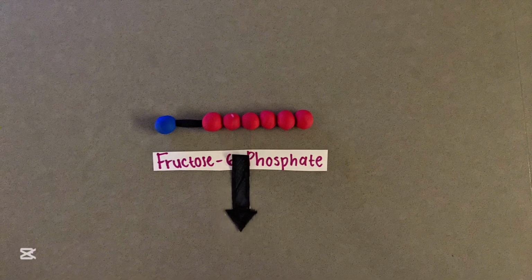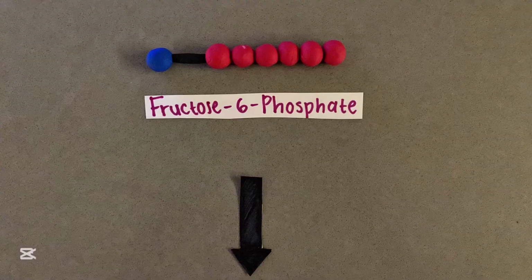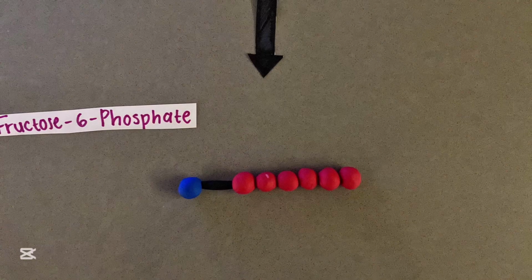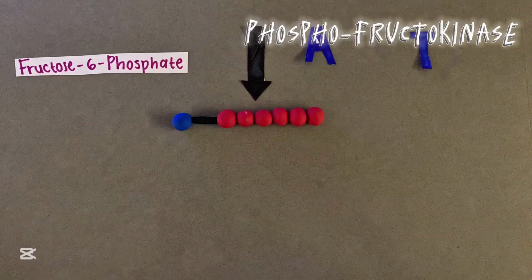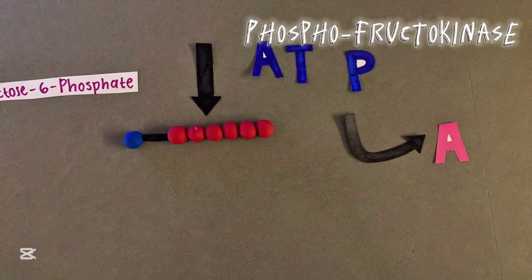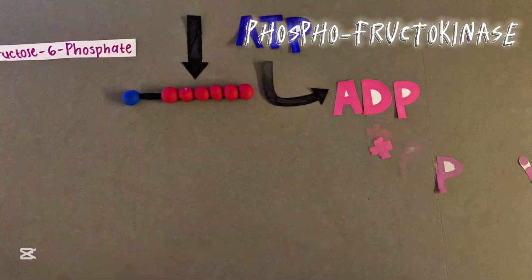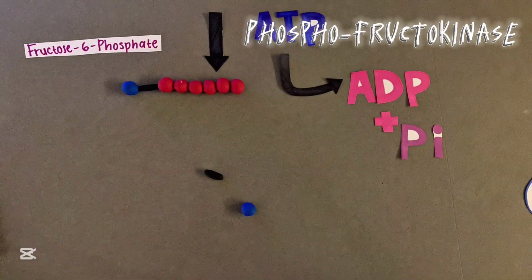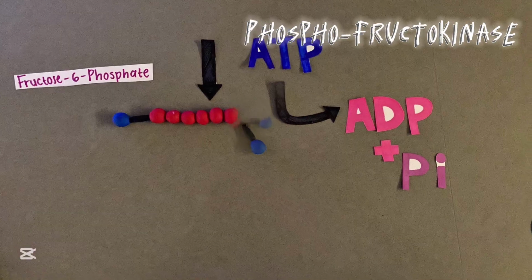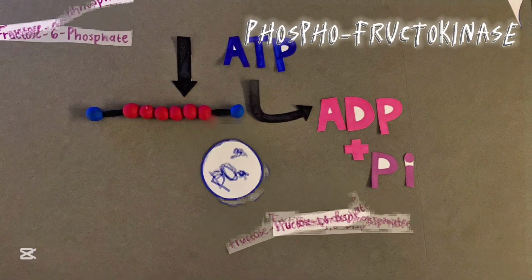Third step involves the use of another ATP. This is another phosphorylation reaction, where the enzyme phosphofructokinase is used. ATP is reduced to ADP and an inorganic phosphate. The phosphate attaches to the first carbon molecule, creating fructose 1,6-bisphosphate.